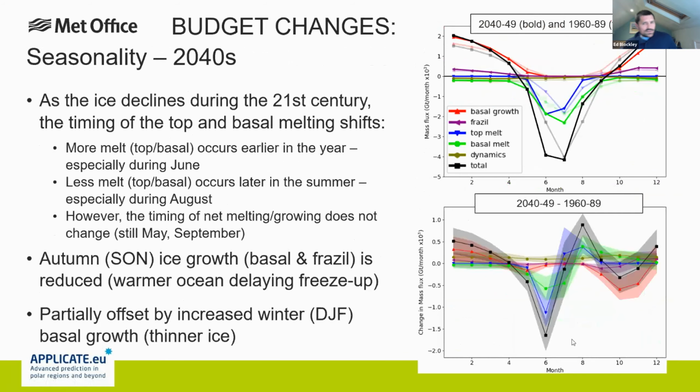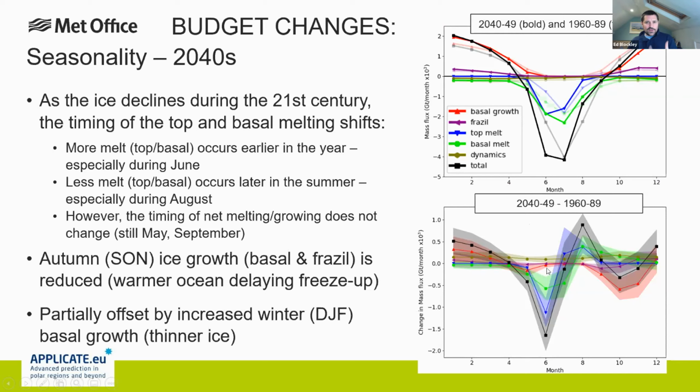And we've also looked at the seasonality of the budget changes. No surprise to learn. So actually the top right, the solid lines are the mean budgets for the reference period, the faint ones, and these new solid lines are 2040 to 2049, when a lot of these models are actually ice free. And so we get a lot more melt earlier in the season.